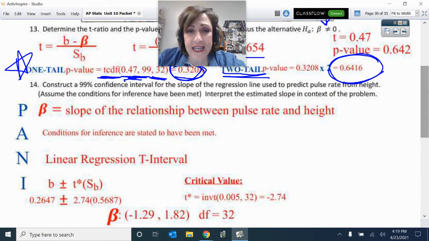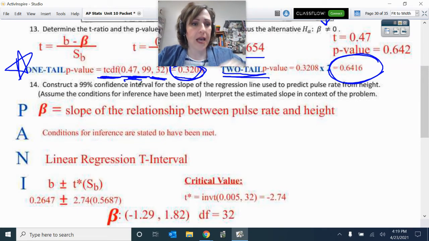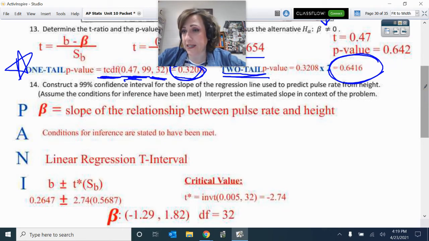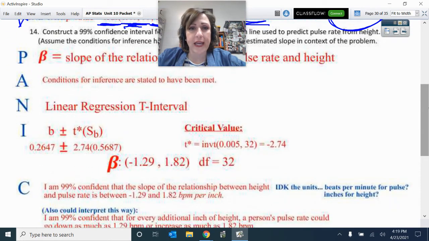Here we go. Construct a 99% confidence interval. That's a panic. And yes, the conditions for inference have been met. So that's good. We do not have to re-draw those graphs, which is good because I don't have all those graphs here. Beta is the slope of the relationship between pulse rate and height. Linear regression t interval is the name of what we're going to run. Oh, and we cannot run it in our calculator.